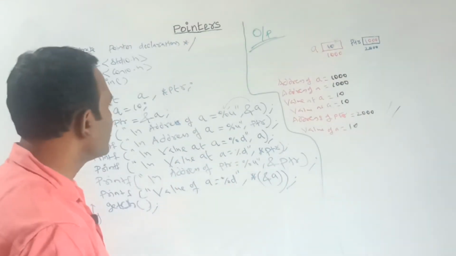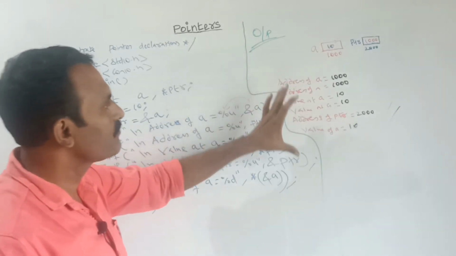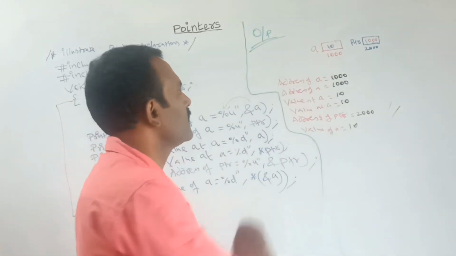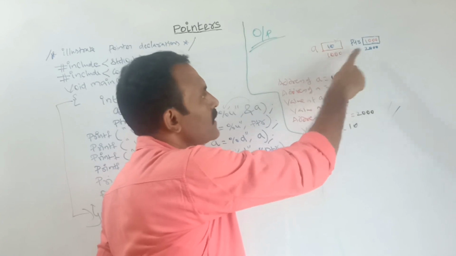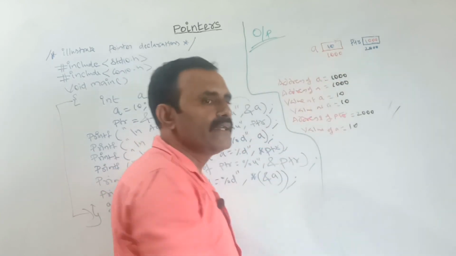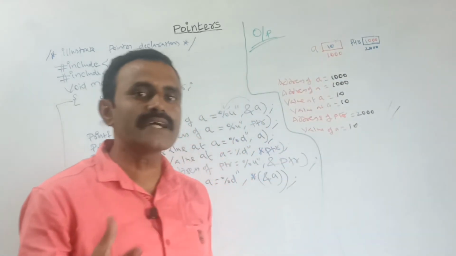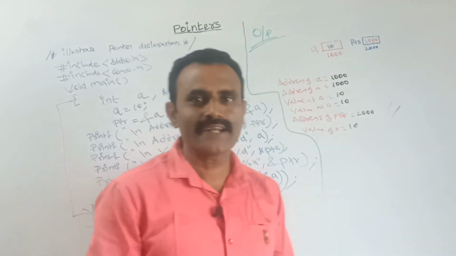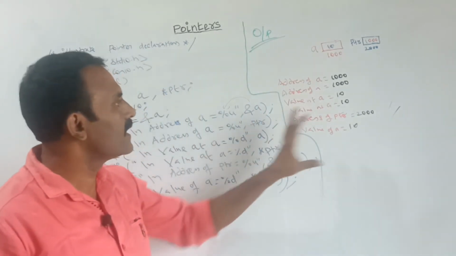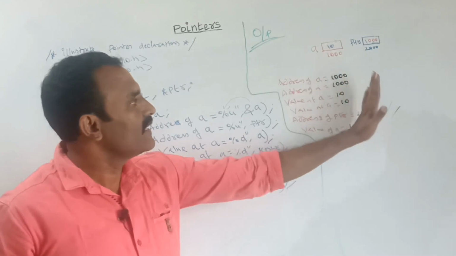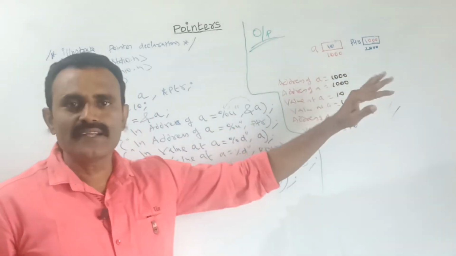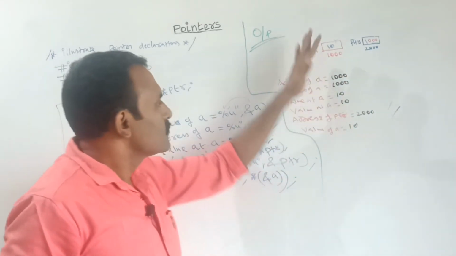See, while running in this system, for your understanding I am telling you, I gave the addresses as 1000 and 2000. In the system it will show some hexadecimal values also. While running in the system it will show the address value in hexadecimal. So this is the output.